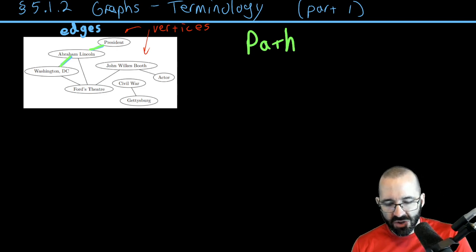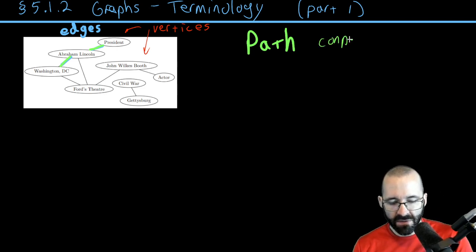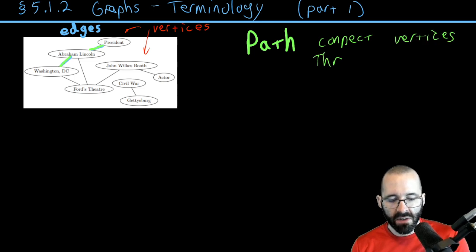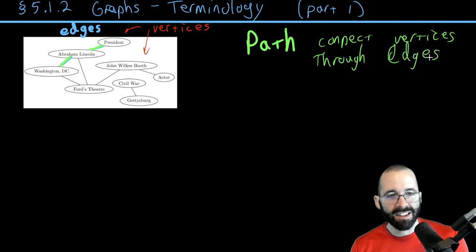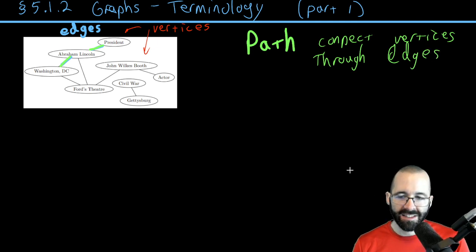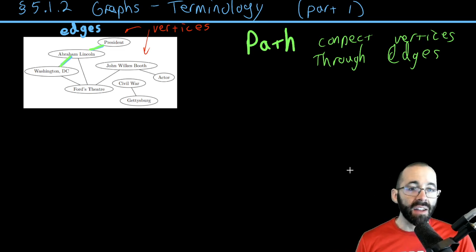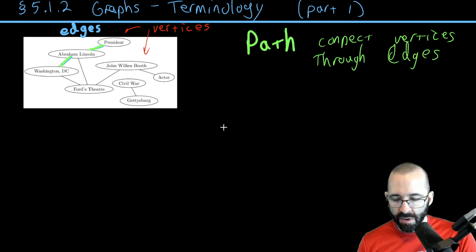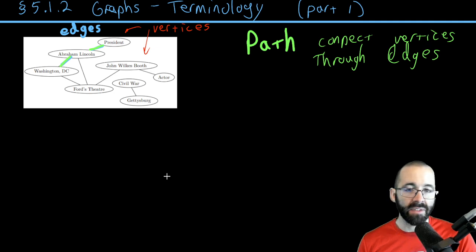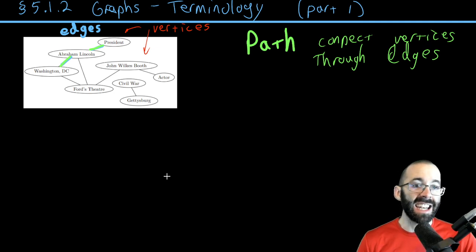Okay, so paths just connect vertices through different edges. Can we pretend that's a very nice looking E? All right, so again, there is a path that connects president and actor. There is not a path that connects president and Civil War. So again, here is an example of a graph, we'll talk later, that's not connected.